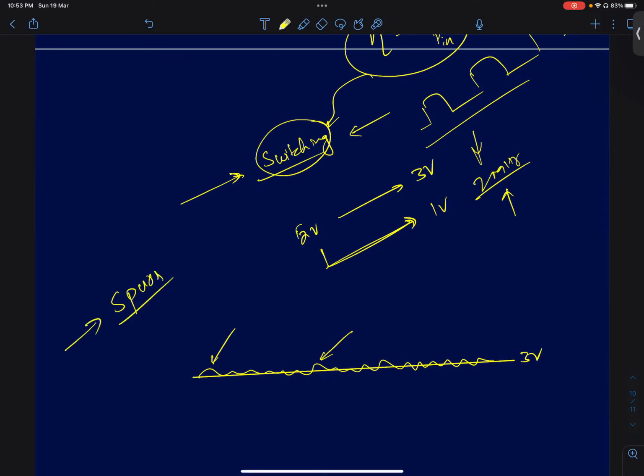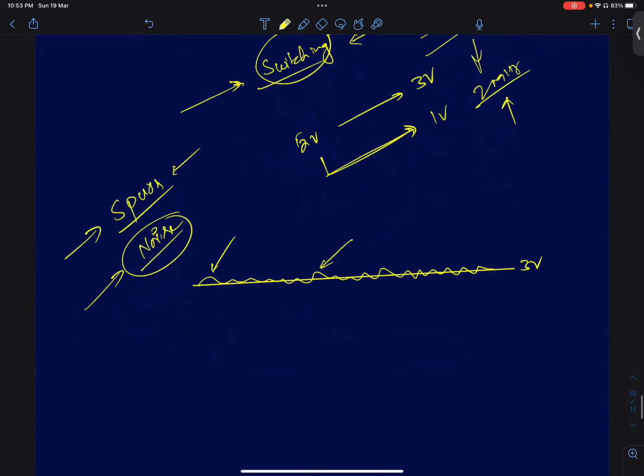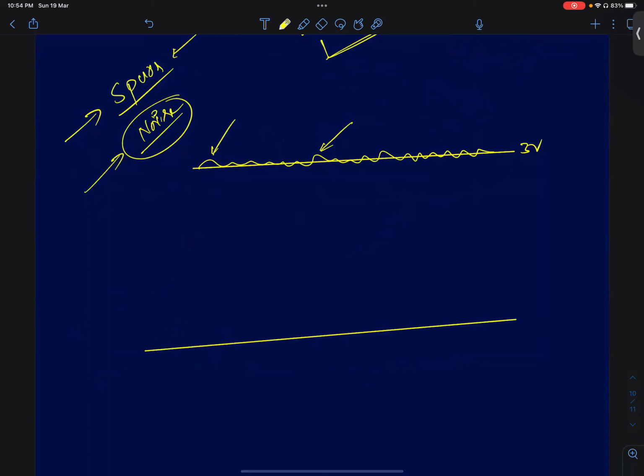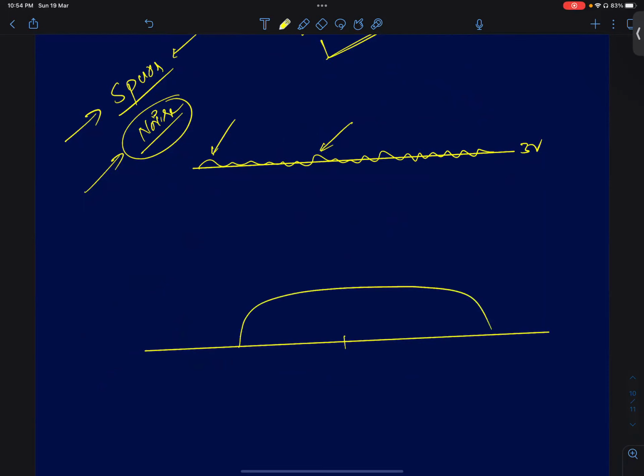Anything that is unwanted and random in nature, we just call noise. So that's the fundamental difference between noise and spurs. A spur is an unwanted periodic component, and noise is a random component. So if you plot the power spectral density for a noise, it will be spread over a range of frequencies. It will be a continuous spectrum. The power spectral density will be a continuous spectrum.